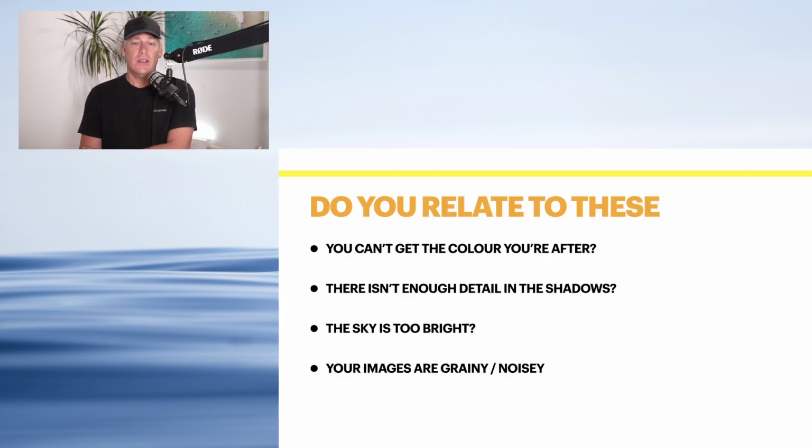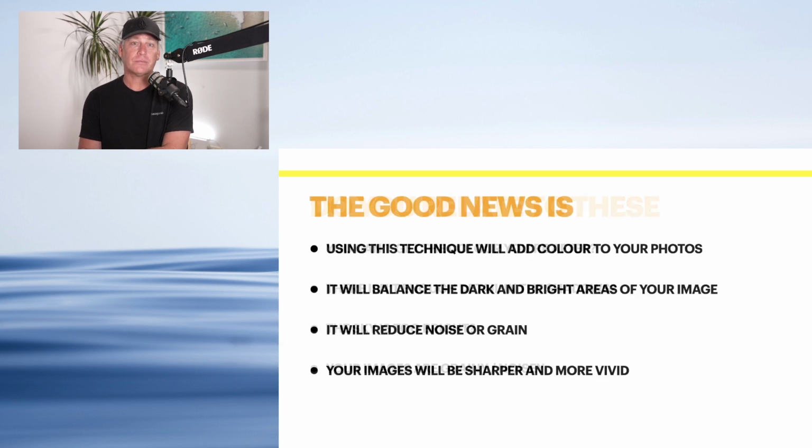Do you relate to some of these? I know I did when I first started taking shots with my drone. Can't get enough color. There isn't enough detail in your shadows. The sky's too bright. Your images are grainy and noisy. These are big stumbling blocks we all come across, and implementing auto bracketing on your landscape photos will make a big difference. The technique that I'm going to add will, like I've said, add more color to your photos. It'll balance the dark and bright areas, which I talked about with the shadows and highlights.